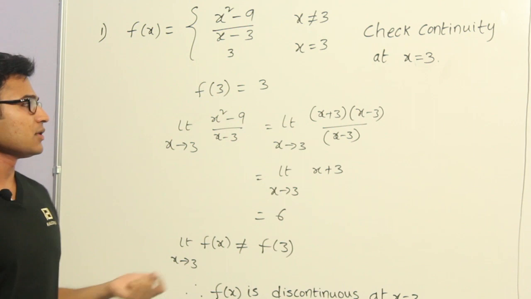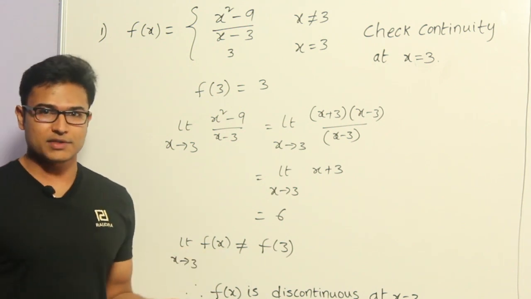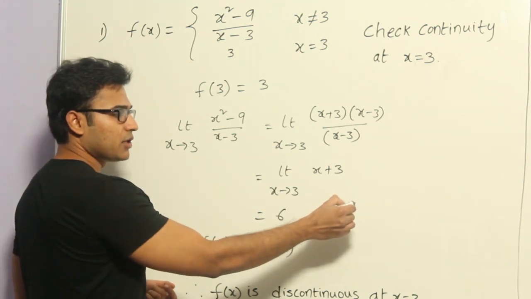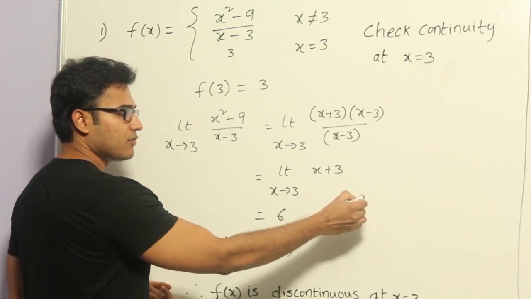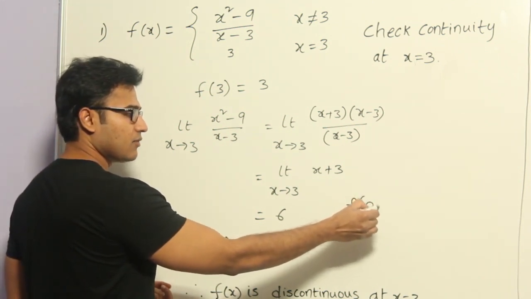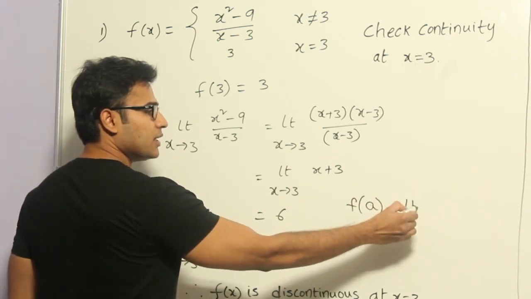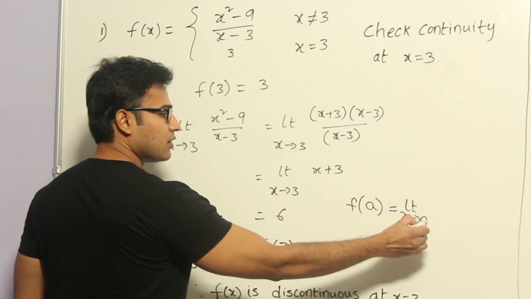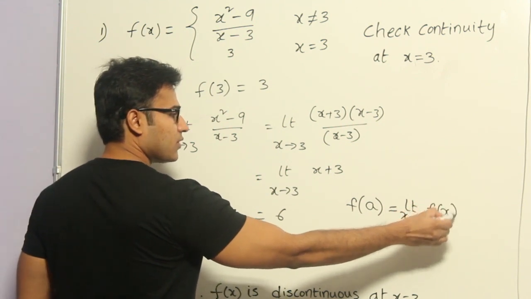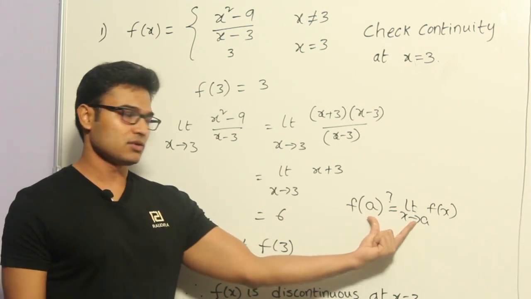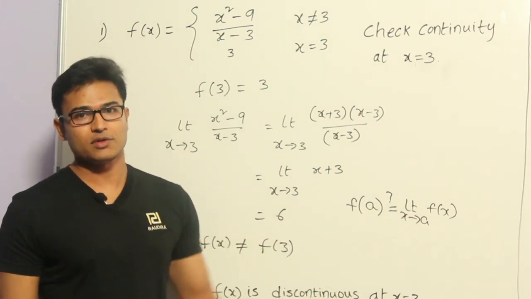Now how to find it out? There are various definitions. According to the first definition, if you are talking about a point a, then you should check whether the function value at that point is equal to the limit as x tends to a of f(x). If these two are equal, we can say that it is continuous. If these two are not equal, we can say that it is not continuous.